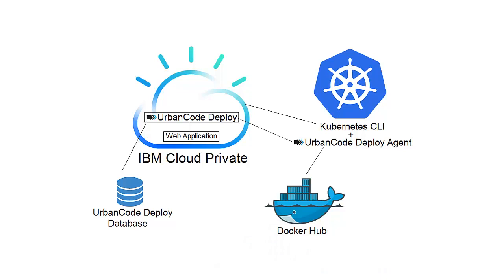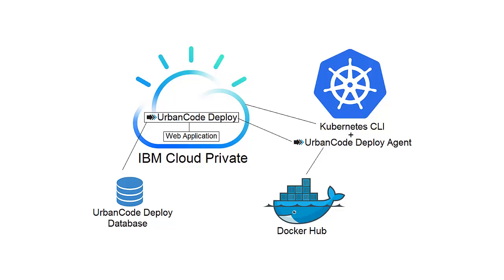This diagram shows the layout of my demonstration. I have UrbanCode Deploy running as a container inside IBM Cloud Private. UrbanCode Deploy will be managing the deployment of a web application that will also be running inside IBM Cloud Private. My UrbanCode Deploy database is outside of IBM Cloud Private in my demonstration, but the database easily could be running in IBM Cloud Private as well.